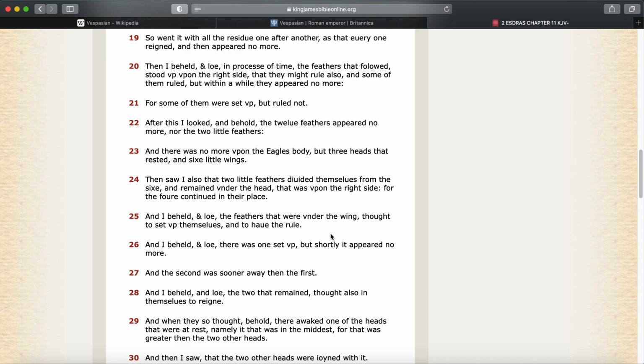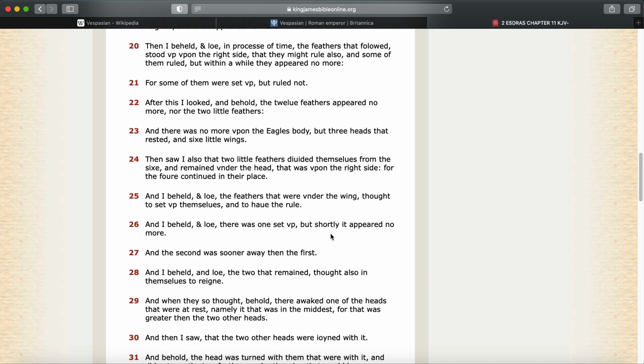So verse 26, it says, "And I beheld, and lo, there was one set up, but shortly appeared no more." Now what? In the inception of the video, I said we're really going to speak heavily on the year of the four emperors. So who was the first one? Galba. So verse 26 is Galba. "And I beheld, and lo, there was one set up, but shortly it appeared no more." And it says shortly appeared no more because Galba only ruled for 7 months. So shortly, he had a short reign and was taken out. We're going to get a little bit more into detail.